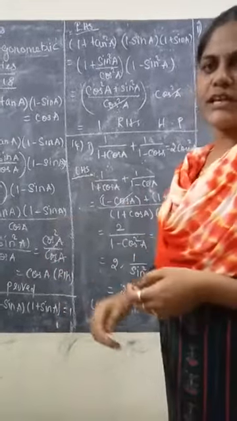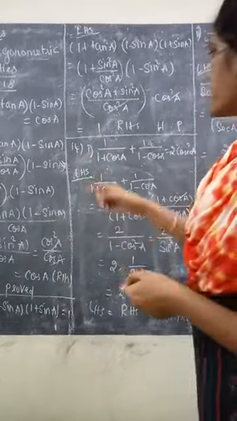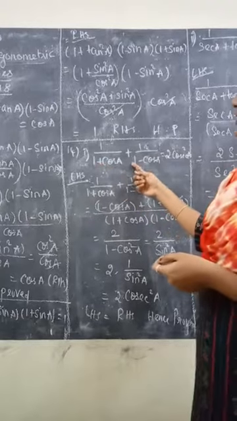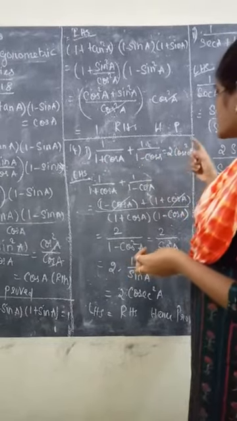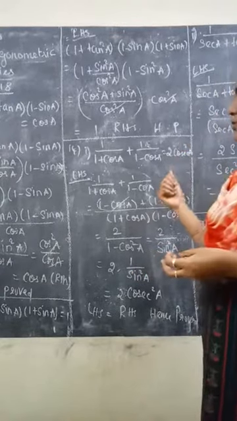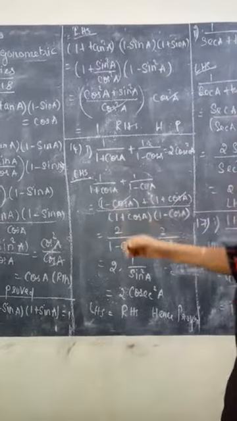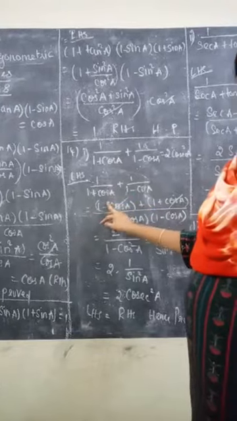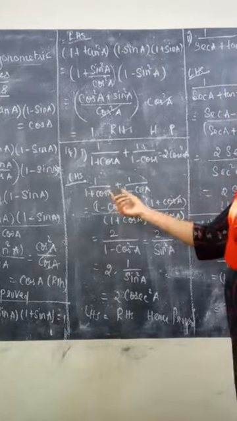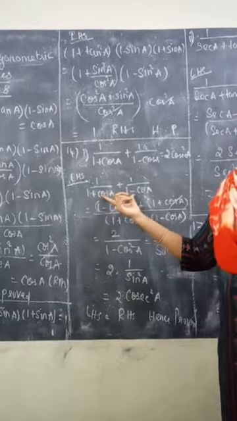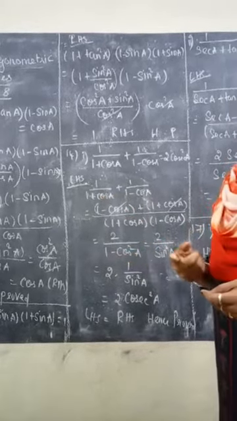So listen, 14th sum, 14th first sum. 1 by (1 plus cos A) plus 1 by (1 minus cos A) equal to 2 into cosecant squared A. We need to prove this. How we prove this? What is left hand side? 1 by (1 plus cos A) plus 1 by (1 minus cos A). So listen, the denominator is not same. So we need to take a LCM.